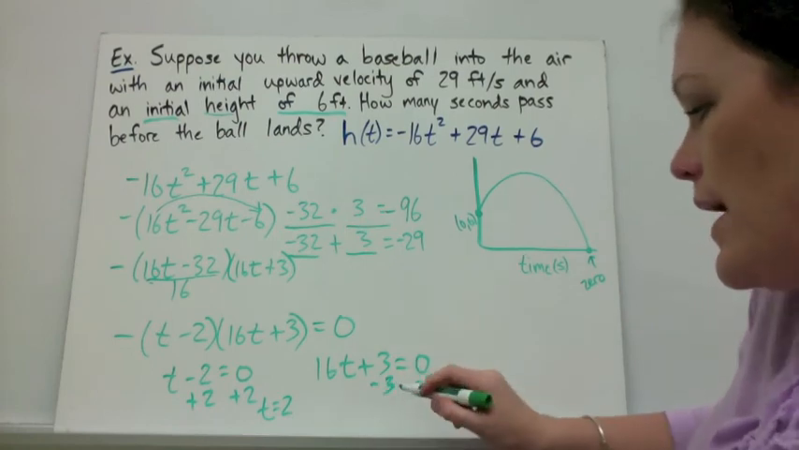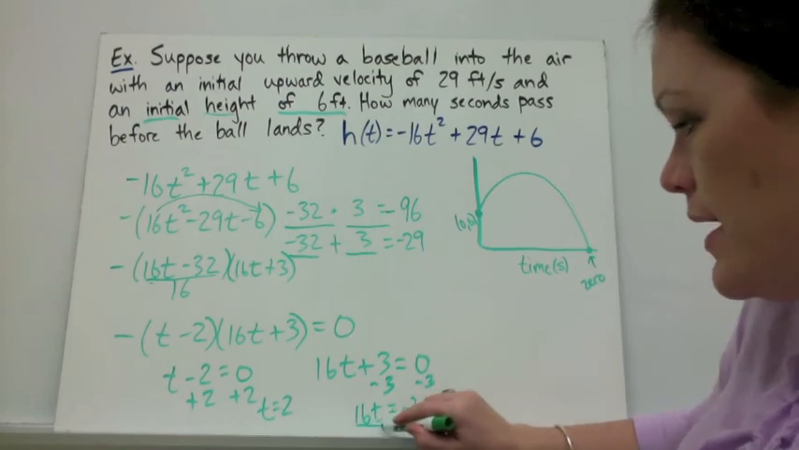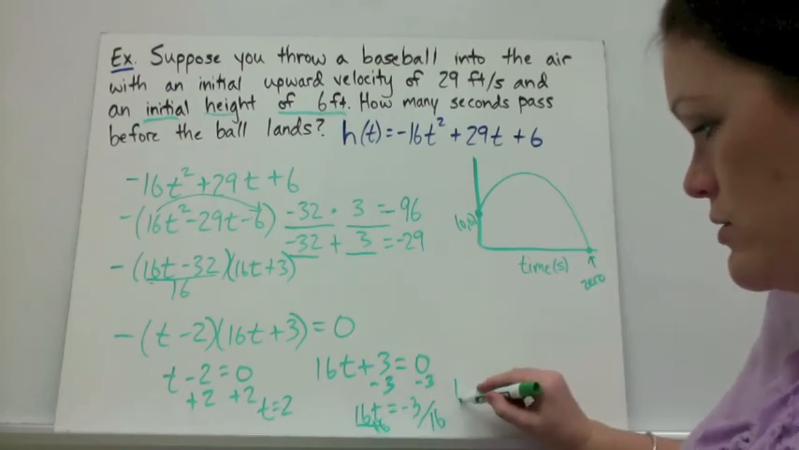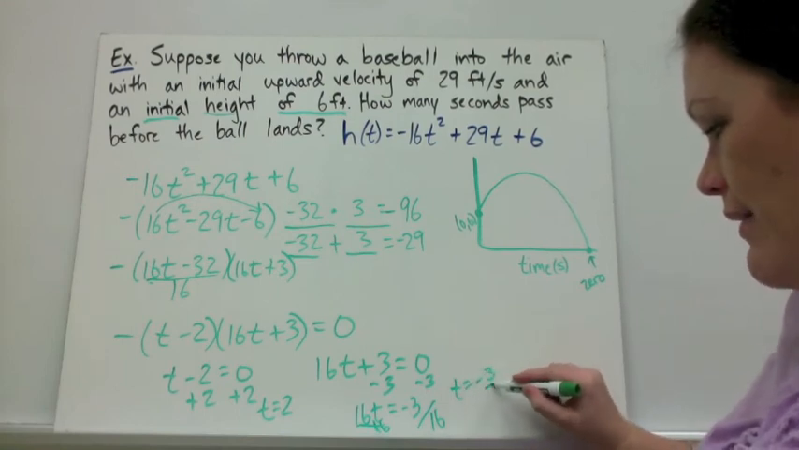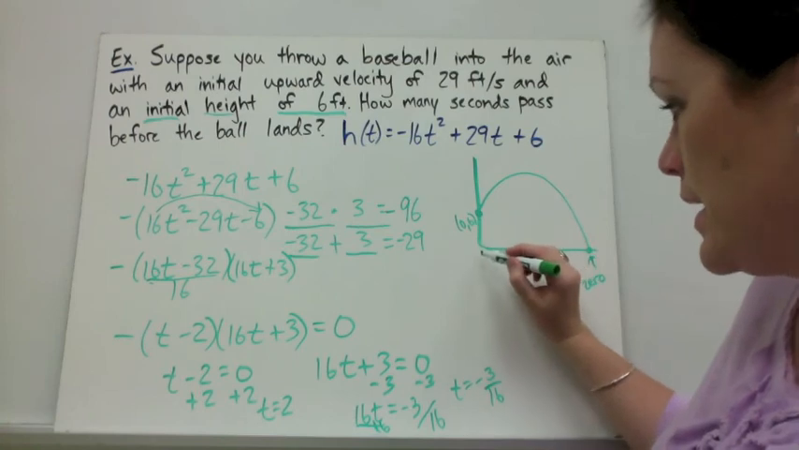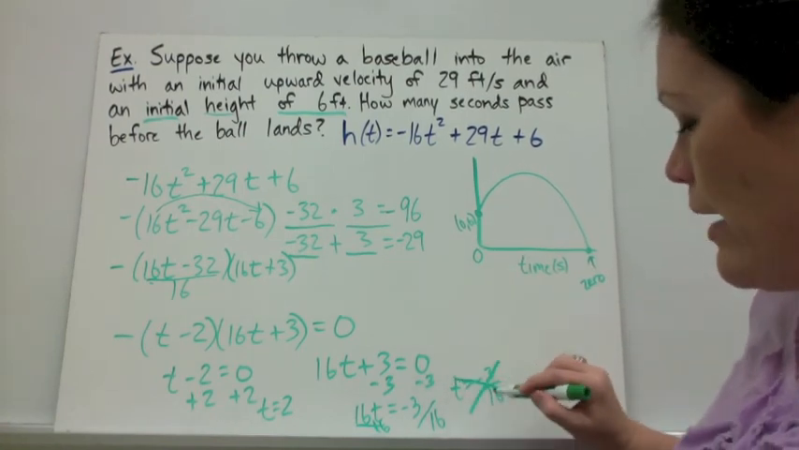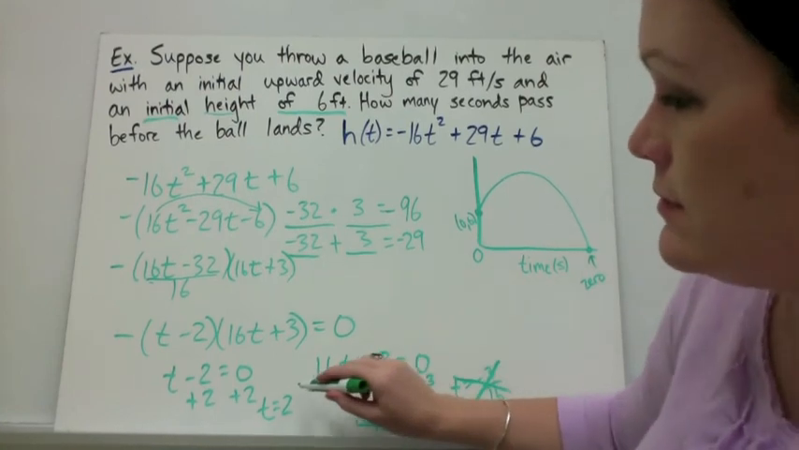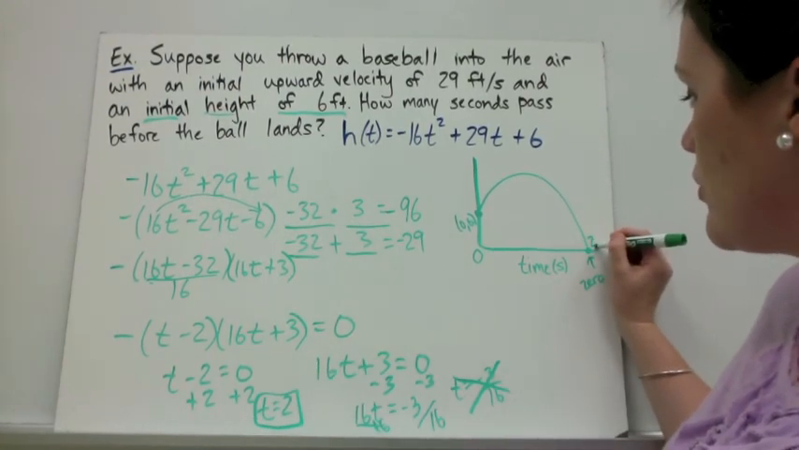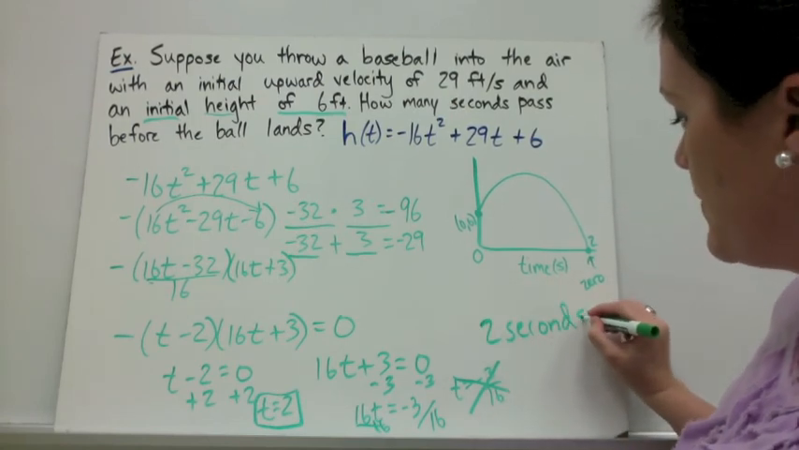Or we subtract 3 and divide by 16. Now notice right there, t would be negative 3 over 16. And time is just not going to be negative. Not yet anyways. So we can't include that one. That one makes no sense. So 2 is our magic time when the ball will hit the ground. So 2 seconds we have figured out.